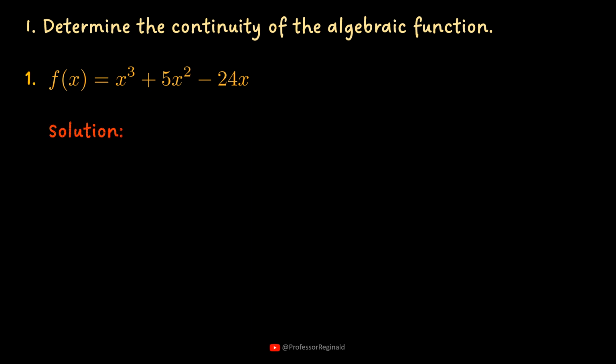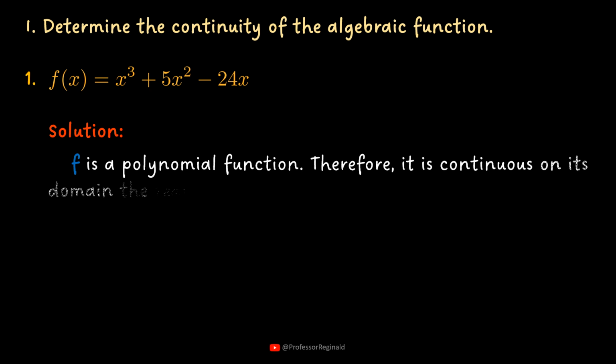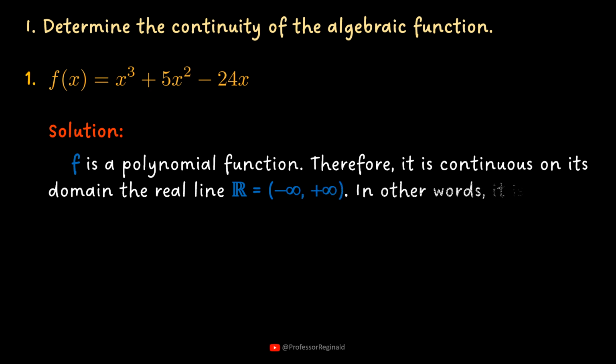Solution. f is a polynomial function. Therefore, it is continuous on its domain, the real line. In other words, it is continuous everywhere.